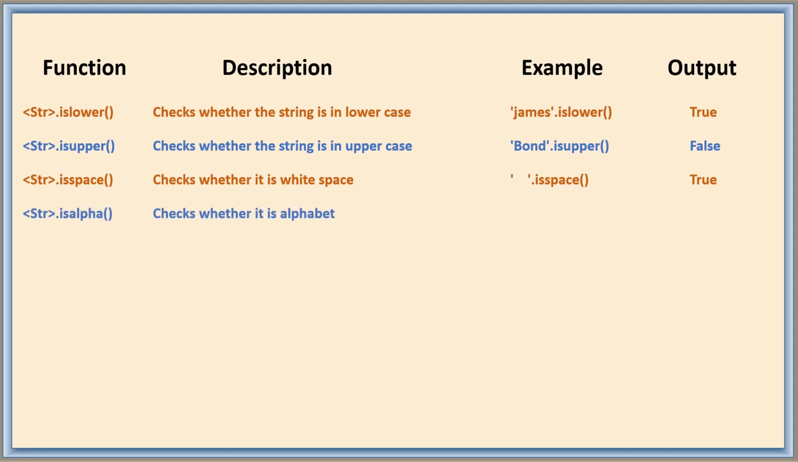Similarly, isalpha. It will check whether all the characters are only alphabets. There is no digit or symbols. So James isalpha is true. Here it doesn't check whether it is capital or small. Any alphabet will return true.